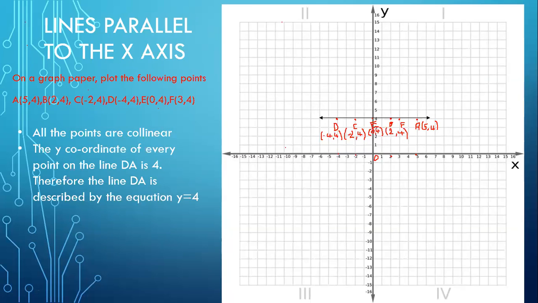So we can describe this line by the equation y equal to 4. In other words, if the given line is parallel to the x-axis, then we can describe that line by the equation y equal to the coordinate of y.